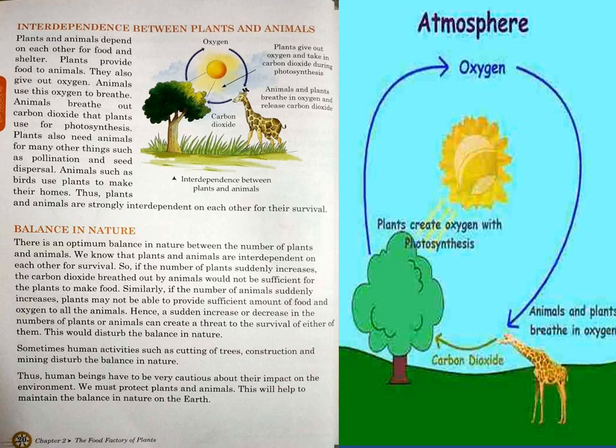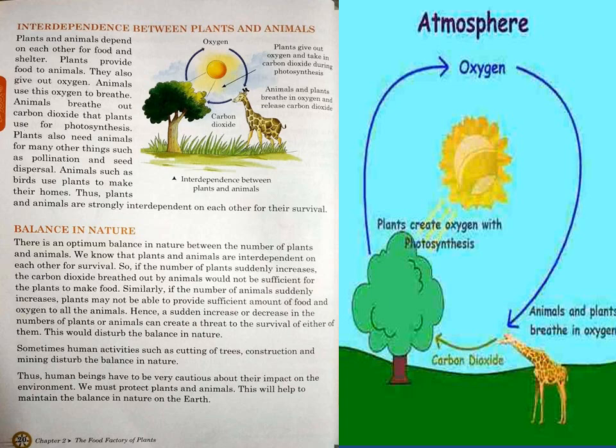Balance in nature. There is an optimum balance in nature between the number of plants and the animals. So the number of plants and the number of animals, there is a particular balance which both of them are maintaining. We know that plants and animals are interdependent on each other for survival, that we have just learned. So if there is a sudden increase in the number of plants, what will happen? The carbon dioxide breathed out by animals would not be sufficient for those plants.